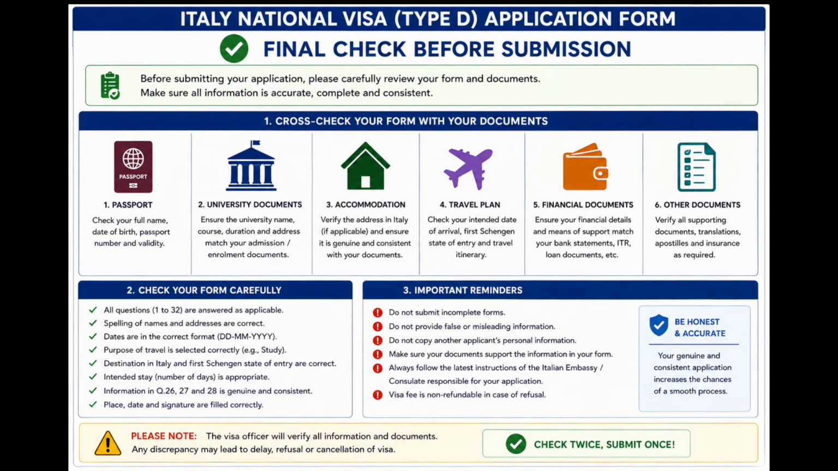So guys, this was the complete step-by-step explanation of the Italian National Visa Type D application form for students. I hope showing the actual form on the screen made it easier for you to understand what each section means and what type of information is required.